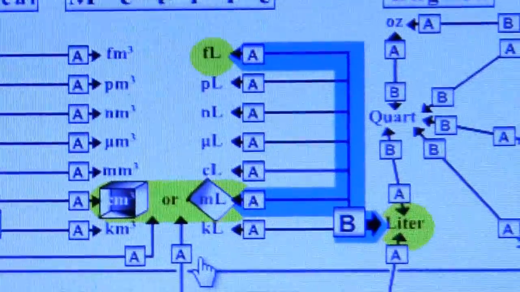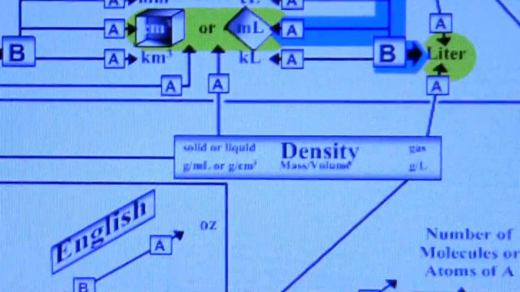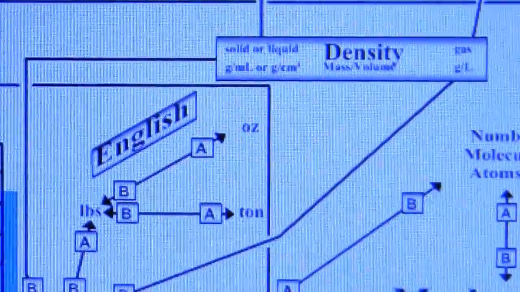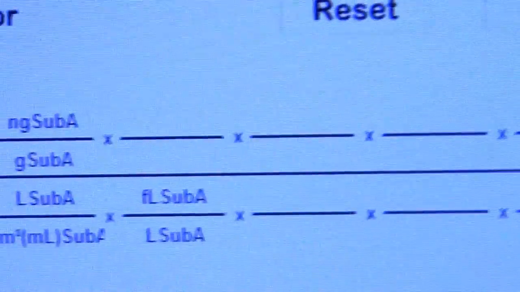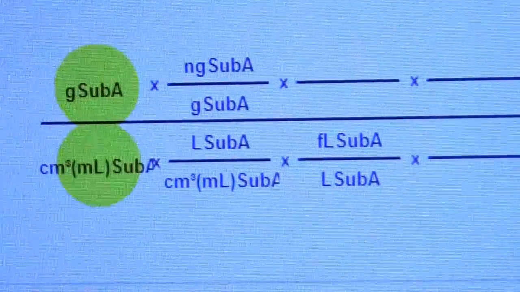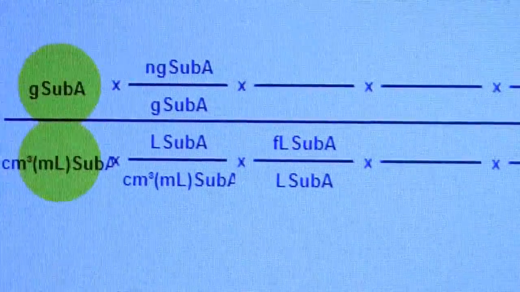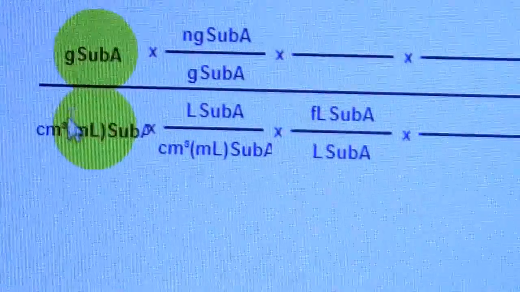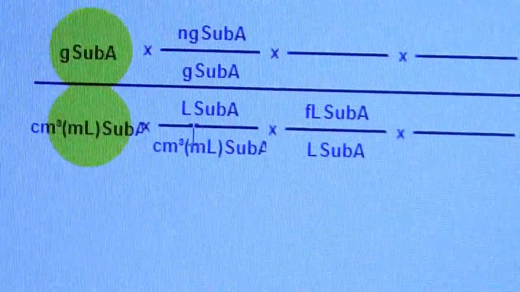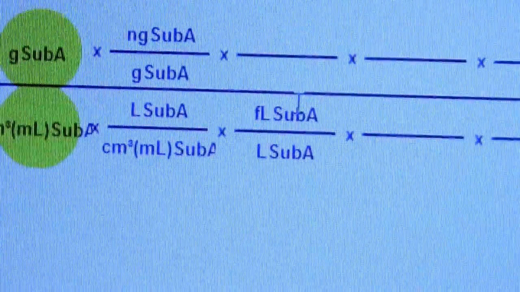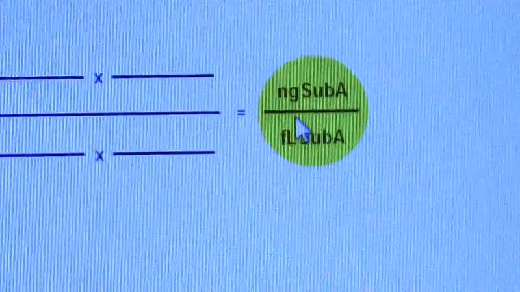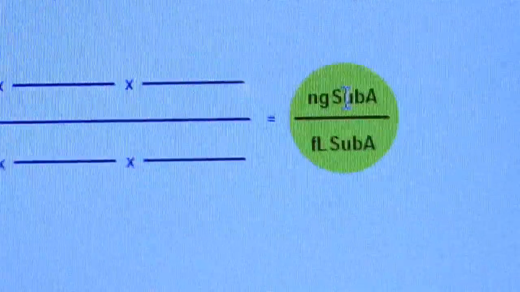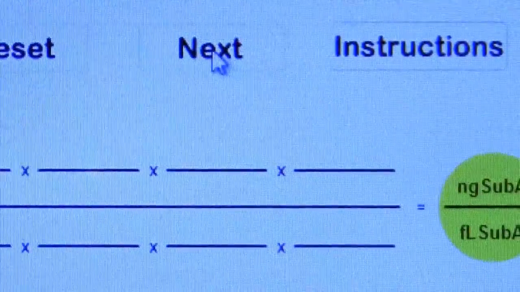Now if we look down below, we will see that conversion, and it has put it there for us in the denominator. We've converted from milliliters to liters, and then liters to femtoliters. So here are our final units. We're done with this, so let's go to next.